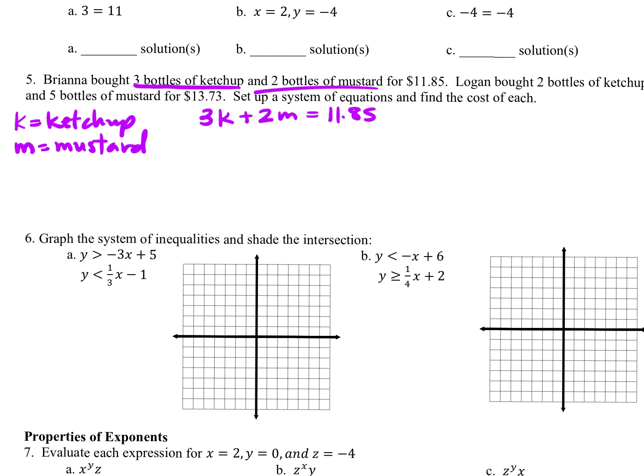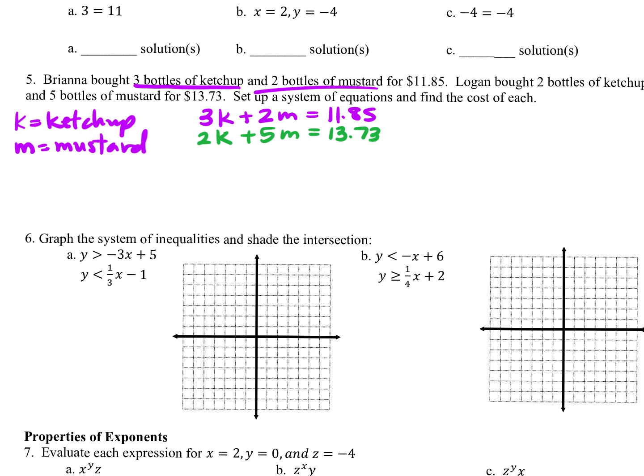The second equation, what'd you do? 2 bottles of ketchup plus 5 bottles of mustard, 2K plus 5M equals $13.73. Did you get that? Okay, so that's 2 of the 4 points for this problem, is can you set up the system? So that's your system. How do you solve this?